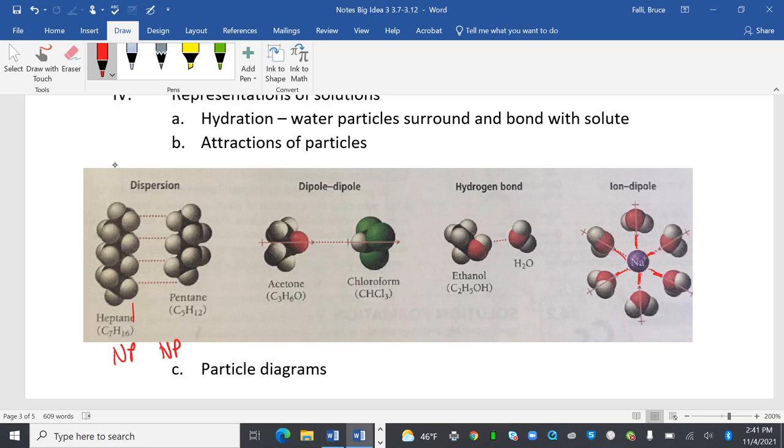Dipole, dipole. Do you see how this, I'm going to draw this arrow in black so we can see a little bit better.